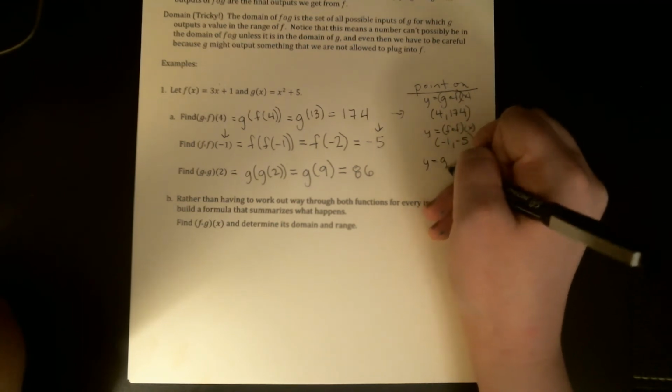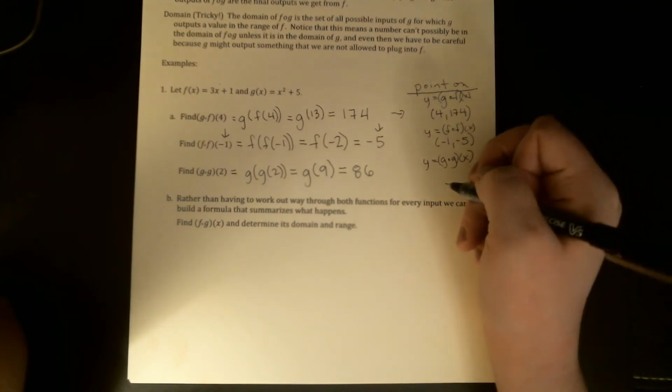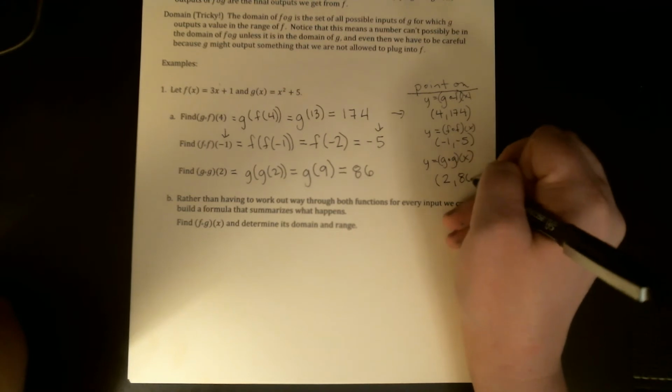The last one is g of g of x. If we're talking about input-output pairs for g of g, we input a 2, we output an 86.